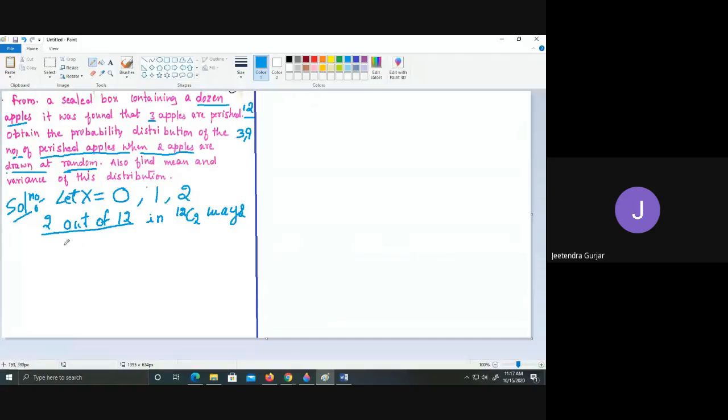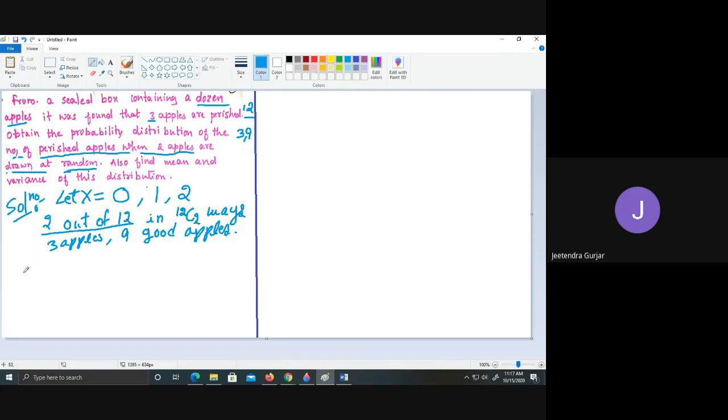So as you remember, there are three perished apples, and you have to also remember that if you remove 3 from 12, there will be 9 good apples. So is this screen visible, students? Yes, yes sir. Kalyan, you can unmute and tell me. Yes, okay, thank you.